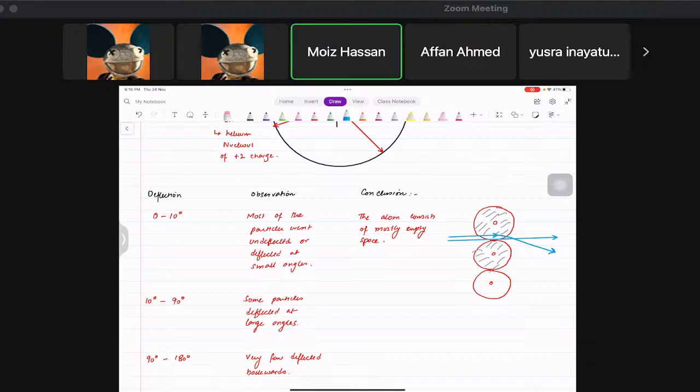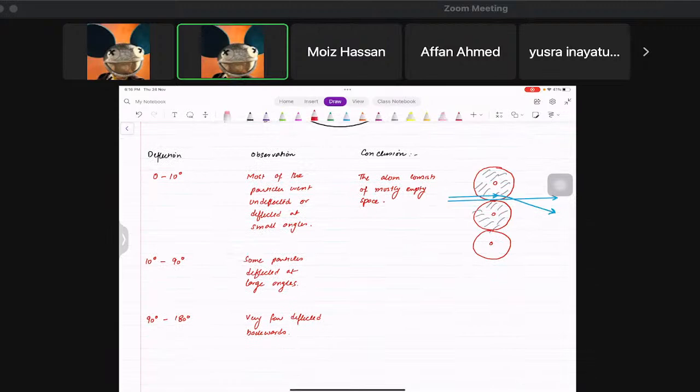Then the conclusion about 10 to 90 degrees, why some of them were deflected at large angles, is that they said all the positive charge in an atom is concentrated at the center, which means that those particles which came really close to the nucleus were deflected at large angles. All right.